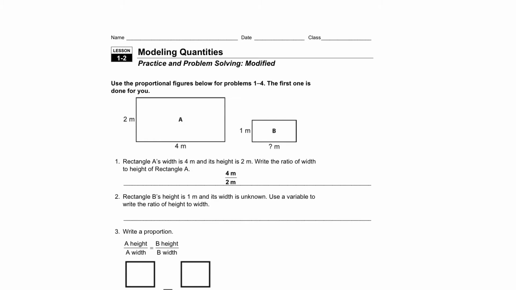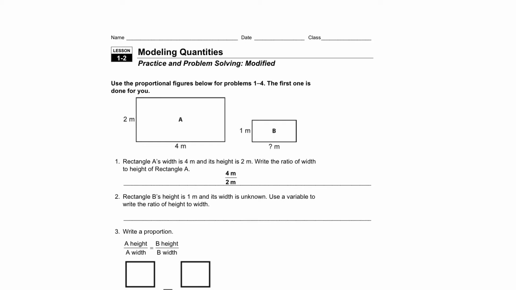Now, as we move through this, if you look at this sheet here, it's practice and problem solving modified. We want to look at 2 proportional figures, and we have those here. We have A and we have B. These are our 2 proportional figures. One has a side length of 2 meters, the other one is 4 meters. This smaller one, figure B, has a side length of 1 at the top or on the side, and then unknown here at the bottom.